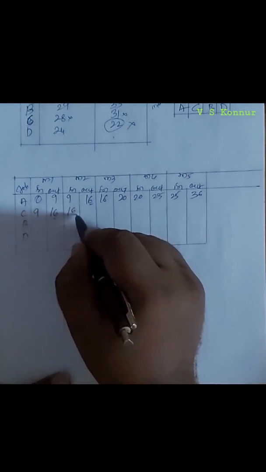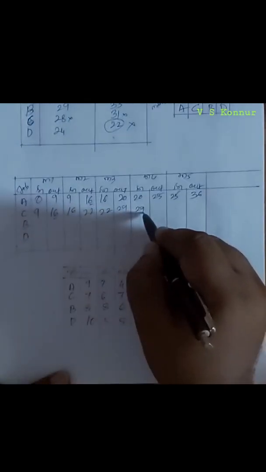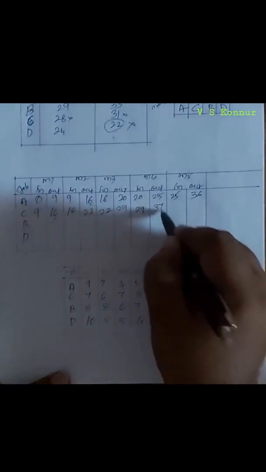C is entering at the 9th hour, it requires 7 hours to complete, 9 plus 7, 16. 16 is maximum, it requires 6 hours to complete, 16 plus 6, 22. 22 and 20, 22 is maximum. At machine 3 it requires 7 hours to complete, 29. 29 and 25, 29 is maximum, requires 8 hours to complete, 29 plus 8 is 37. 36 and 37, 37 is maximum, 10 hours to complete, 47.